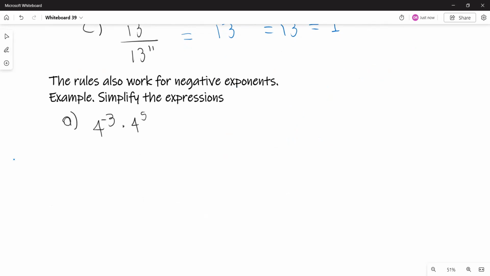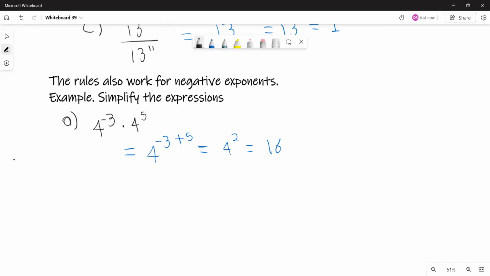So we're using the product rule. This is 4 to the negative 3 plus 5. 4 to the negative 3 plus 5 is 4 squared. And 4 squared is 16. It's 4 times 4, which is 16.